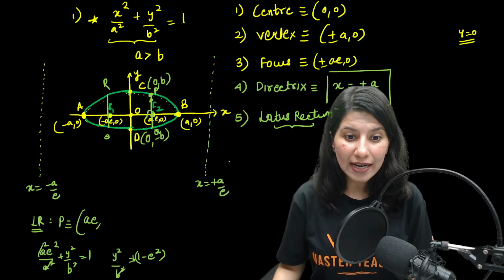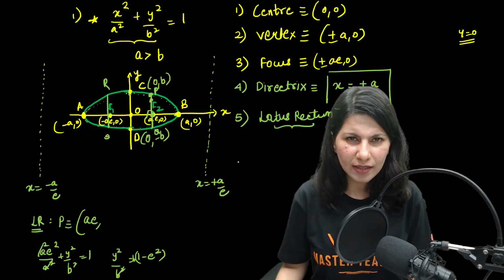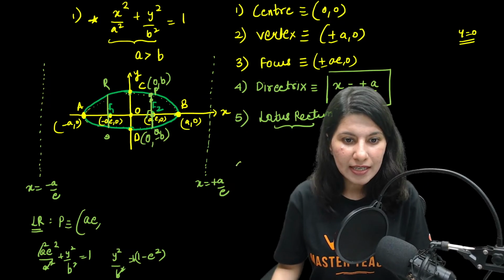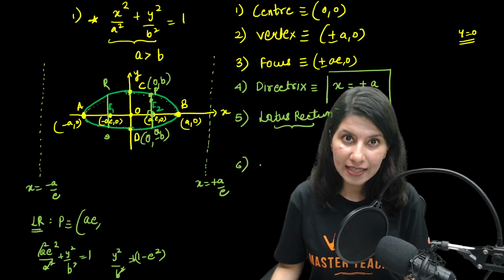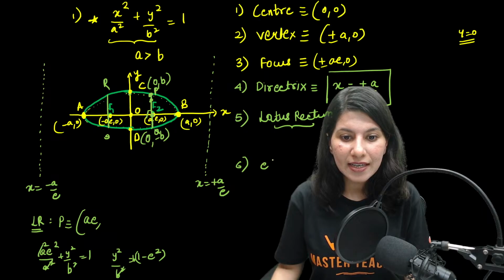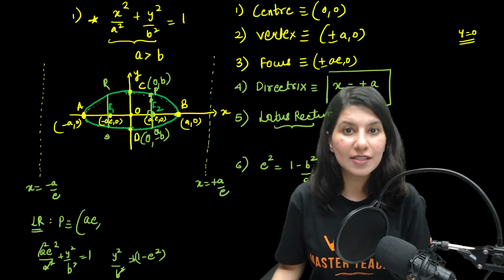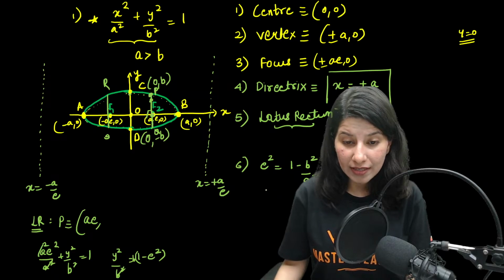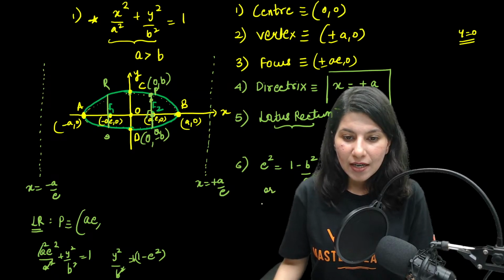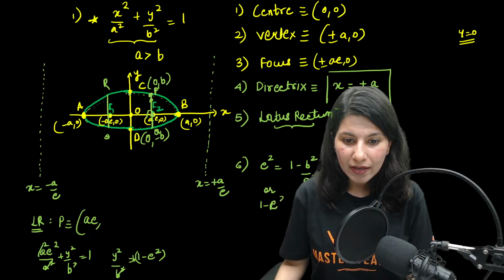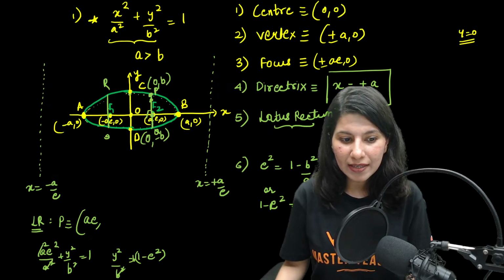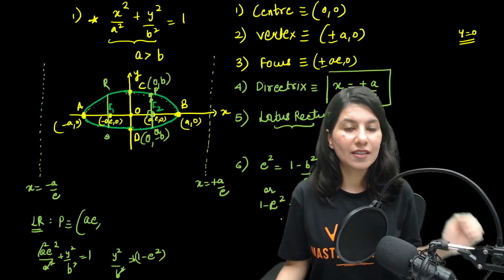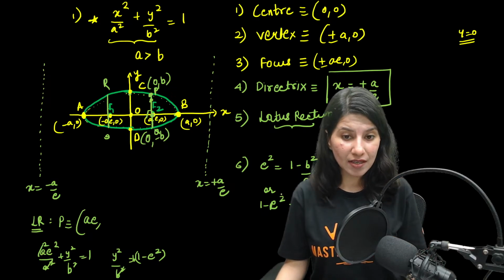Alright. Now one more thing. Let us come back to the latus rectum a little later; let us keep it here. 6th, eccentricity. Yes, the formula of eccentricity is e^2 equals 1 minus b^2/a^2. This is your eccentricity, right? Or there is another formula: 1 minus e^2 is nothing but b^2/a^2, right? This is another eccentricity formula that you have to remember.